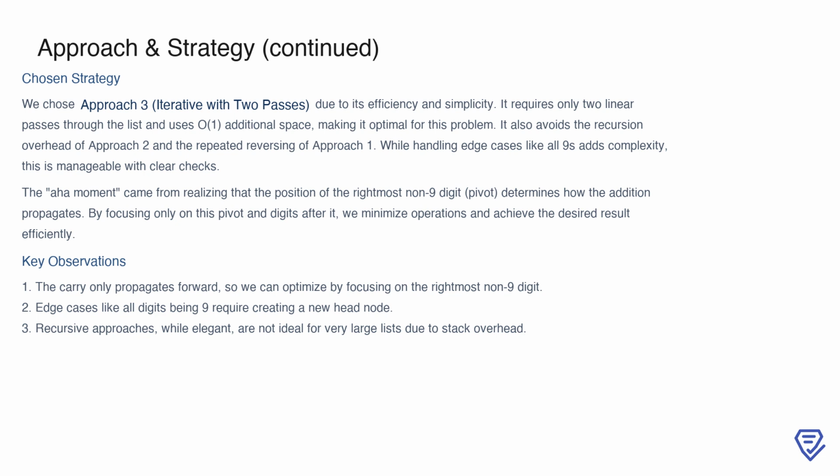The key insight, or aha moment, was recognizing that the position of the rightmost non-9 digit determines how the addition propagates. By focusing on this pivot and the digits that follow, we minimize the changes needed. For example, if the pivot is incremented, all subsequent digits are simply reset to 0. Edge cases, such as when all digits are 9, require creating a new head node, but these can be managed with clear checks. Additionally, the observation that carry only propagates forward allows us to make this process efficient and focused.